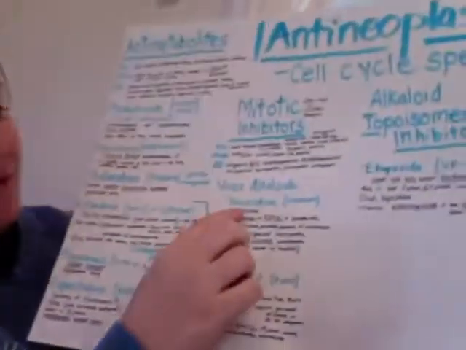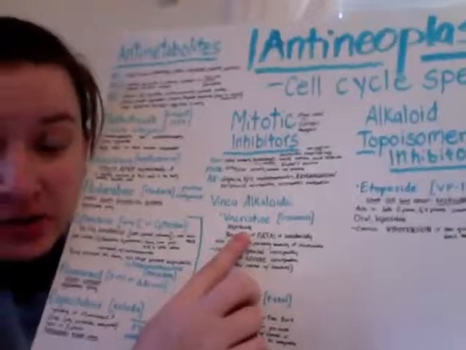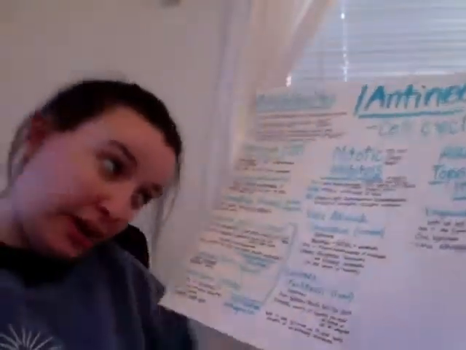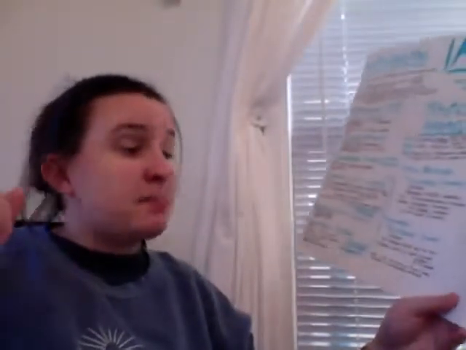Again, vincristine is fatal if given in the spinal cord, intrathecal. Excuse me. See, I told you I was going to burp. This acts in the M phase. This prevents the assembly of microtubules.